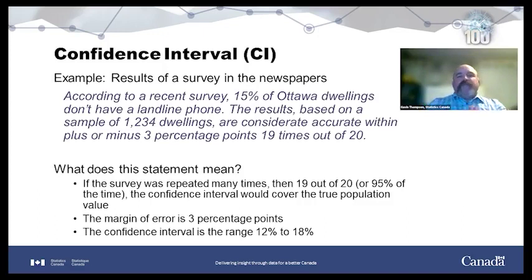So we will see in the media quite often, according to a recent survey, in this example I've got here, 15% of Ottawa dwellings don't have a landline phone. The result is based on a sample of 1,234 dwellings, and is considered accurate within plus or minus 3 percentage points 19 times out of 20. So I believe that the true answer is somewhere between 12% and 18%, and I'm 95% certain that's true.